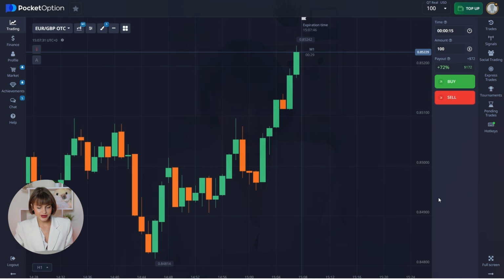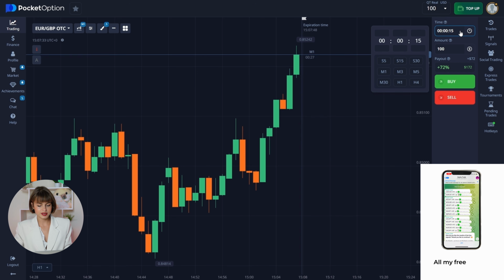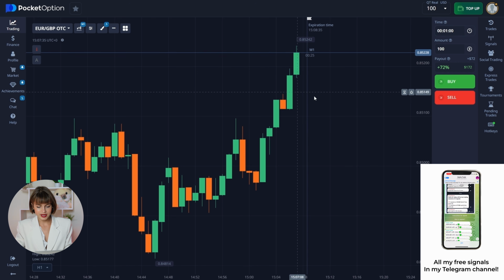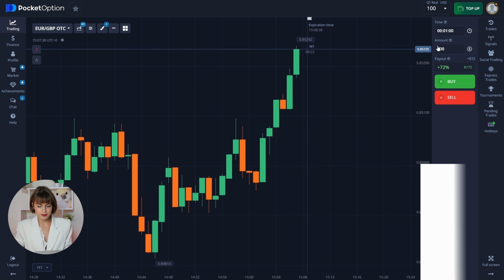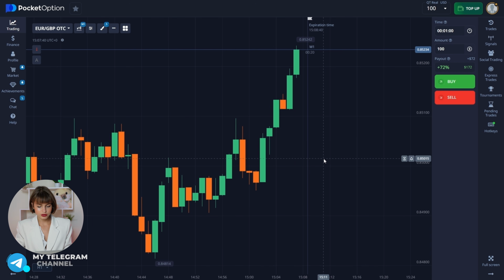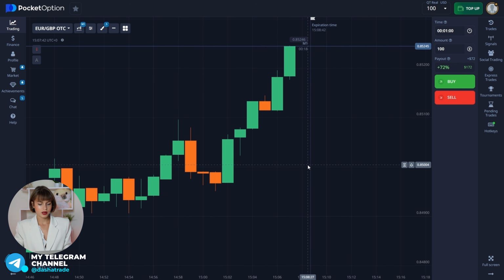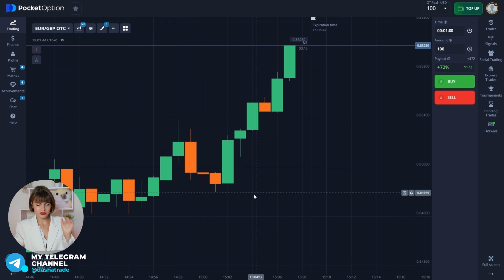So before we start trading, we need to set the time of the deal, and as for me it's 1 minute, as well as the bet amount. The bet amount should be adjusted considering the risk management.